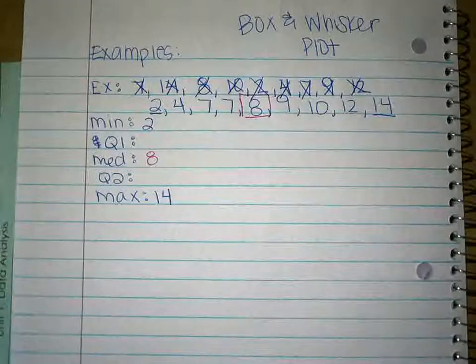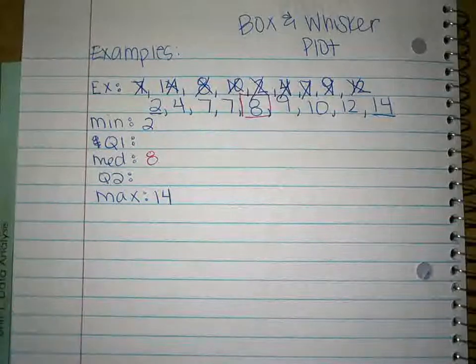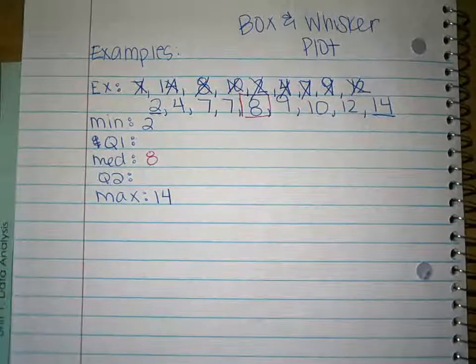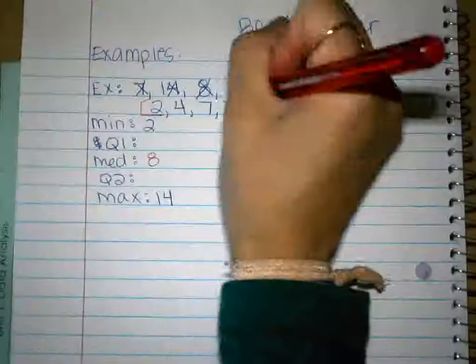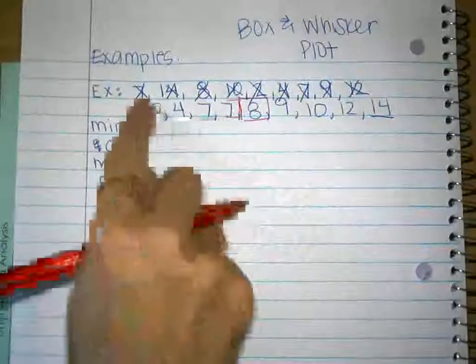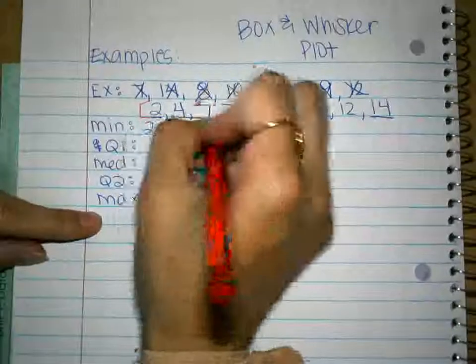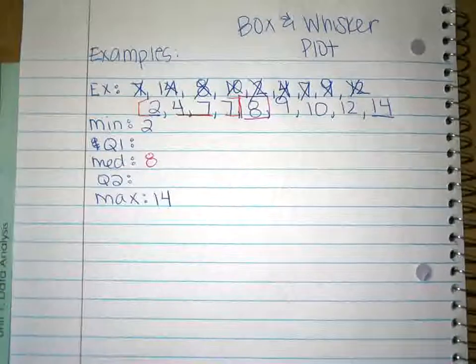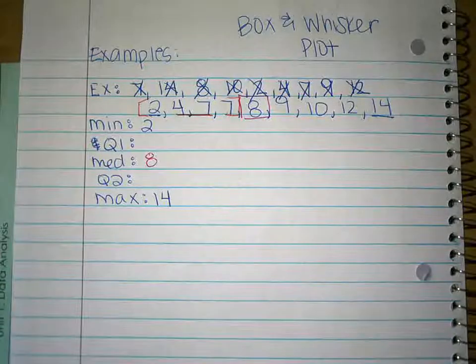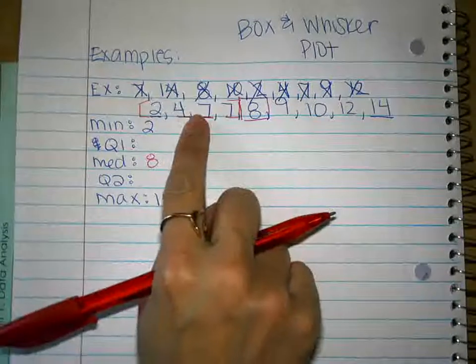That median breaks my numbers up into 2 sets. I have my lower set and my upper set. You can find whichever set you want first. So if I want to find that lower set first, here's my lower set, and I find the median, 1 in front, 1 in back. Well, I'm left with 2 numbers. So I have to remember, how do I find the median of those 2 numbers? It's the number that is directly between 4 and 7.